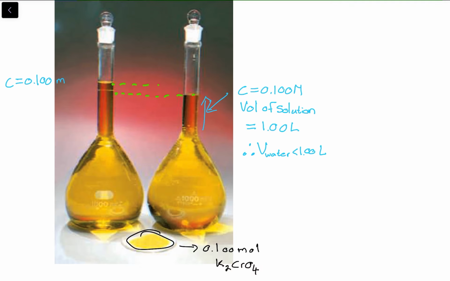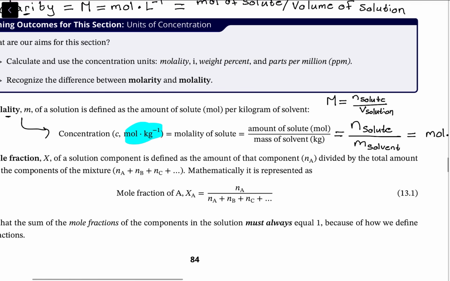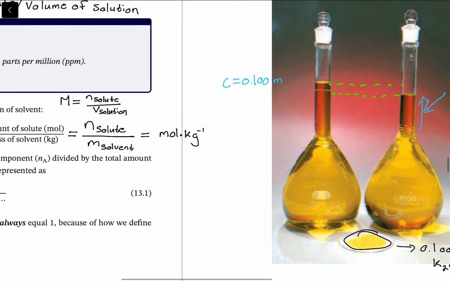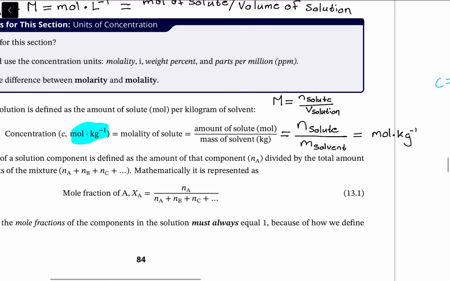Do you notice that the left-hand solution has more of it, meaning there's a difference in the level of the two flasks? And why is that? Because on the left-hand side, the volume of the water added, or let's rather put it in terms of if we're going to make a 0.1 molal solution, how much water do we need to add?